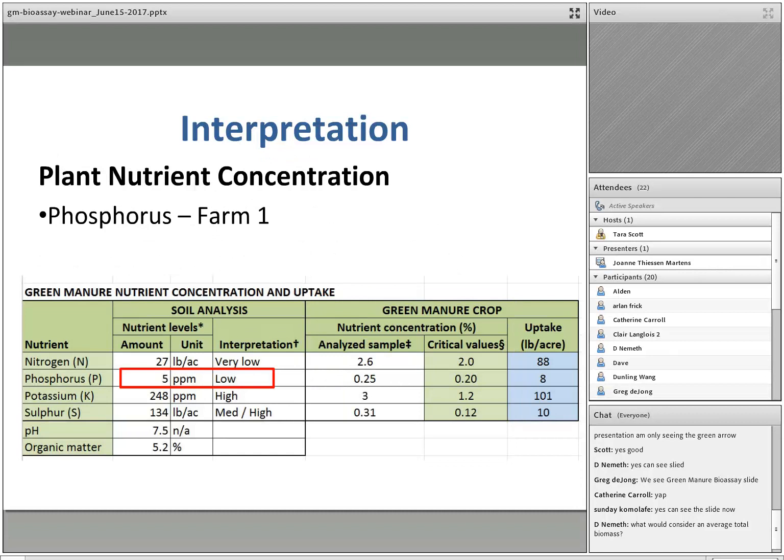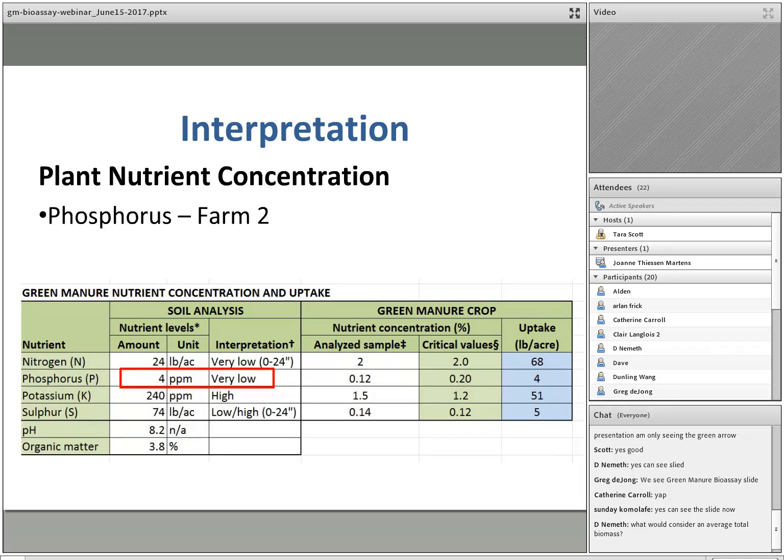So here's farm 1. The soil phosphorus is categorized as low. It's 5 parts per million. The plant phosphorus is 0.25%, which is well above that critical value. And so from that, we would determine that there is no immediate phosphorus deficiency. However, with soil phosphorus at that level, I would be recommending to the farmer that they keep an eye on their crops and watch for any other signs of deficiency, and also probably start scoping out the options for adding a phosphorus source of some sort.